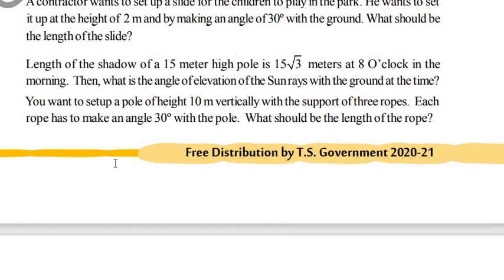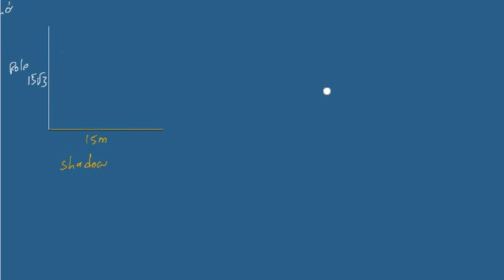Then what is the angle of elevation of the sun and the ground? Angle they are asking. Angle of elevation means this only. What they give? Opposite they give, adjacent they give. Angle they are asking. What trigonometric ratio do you use? Tan. Do it as homework. Don't write, simple question. Next question we are going.